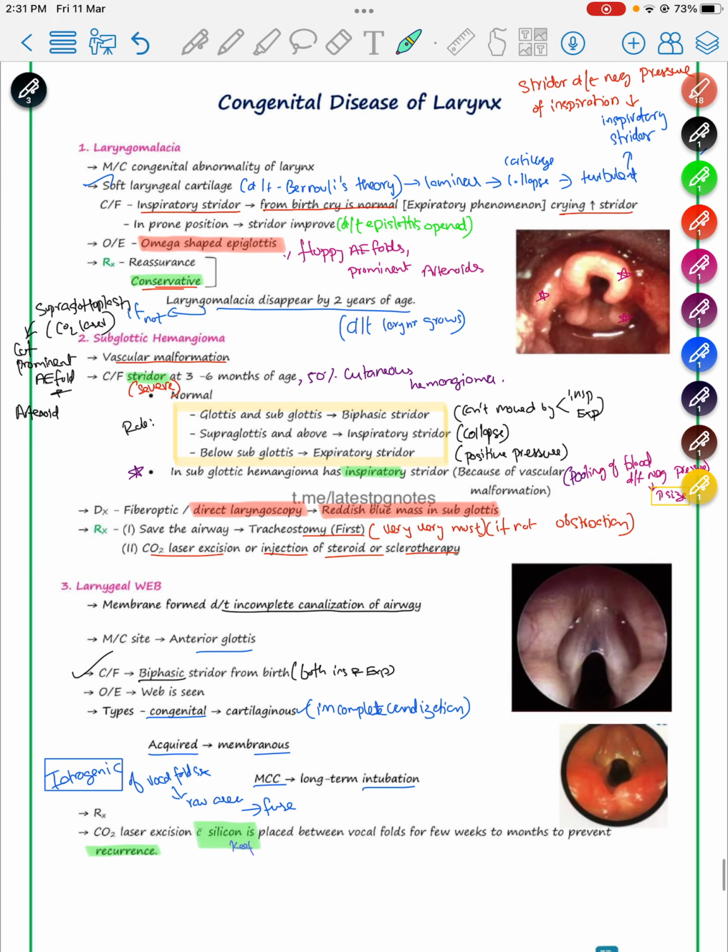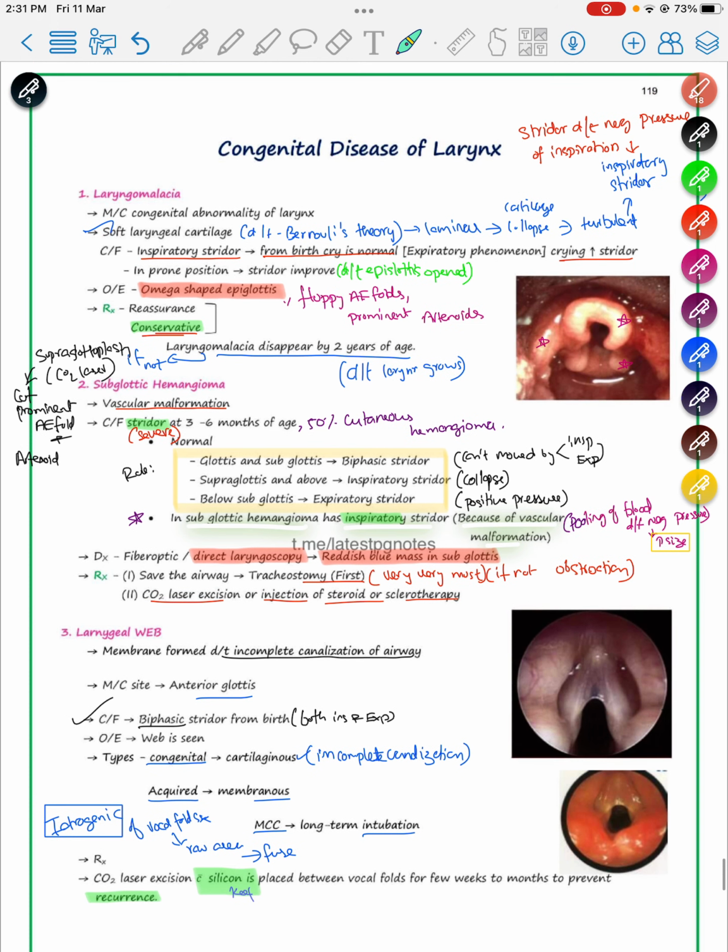The pathology here is a vascular malformation, with increased blood supply to the subglottic region. Usually you would think that in the subglottic region there will be expiratory stridor, but subglottic hemangioma is an exception and has inspiratory stridor, because of the vascular malformation: pooling of blood due to negative pressure increases its size. So there is pooling of blood in the trachea, it is difficult for air to enter, and this causes inspiratory stridor.